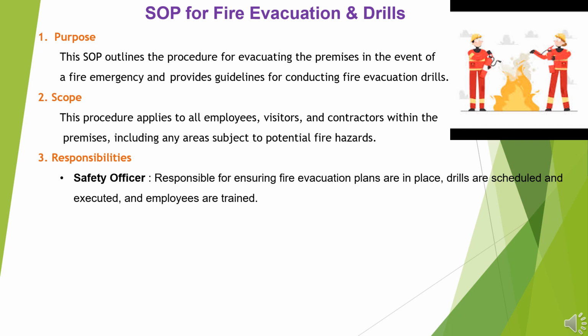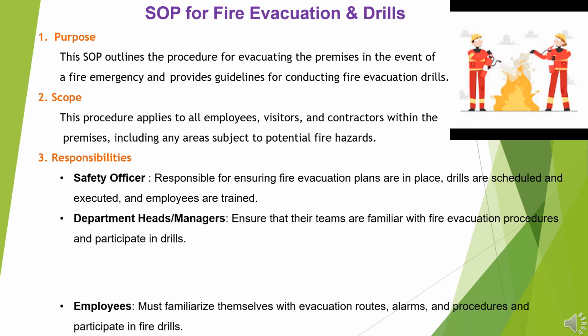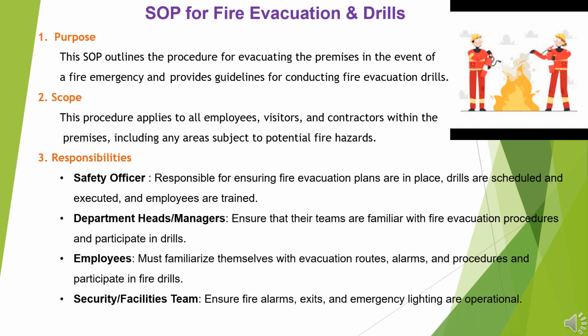3. Responsibilities. Safety officer: responsible for ensuring fire evacuation plans are in place, drills are scheduled and executed, and employees are trained. Department heads/managers: ensure that their teams are familiar with fire evacuation procedures and participate in drills. Employees must familiarize themselves with evacuation routes, alarms, and procedures and participate in fire drills. Security/facilities team: ensure fire alarms, exits, and emergency lighting are operational.